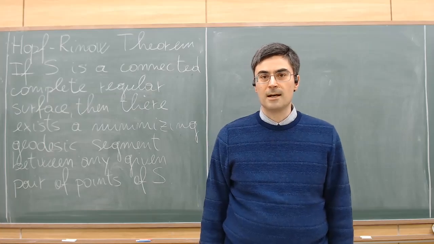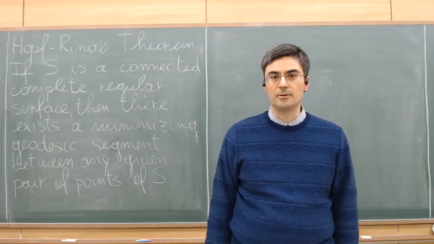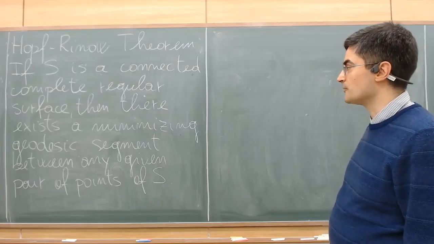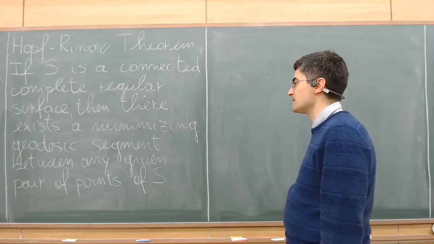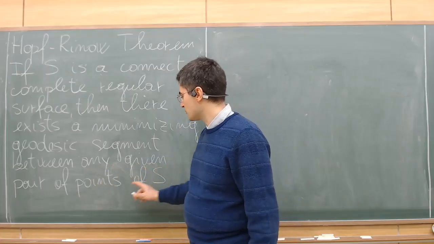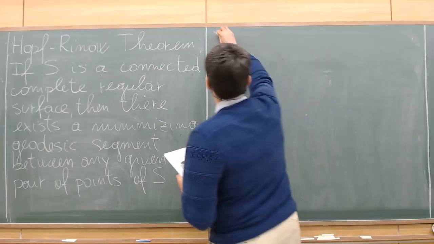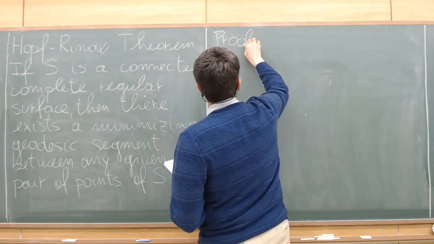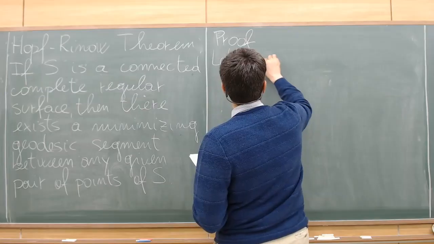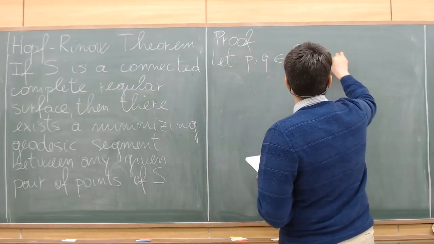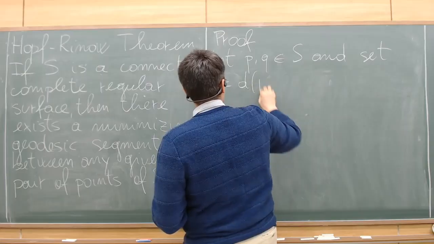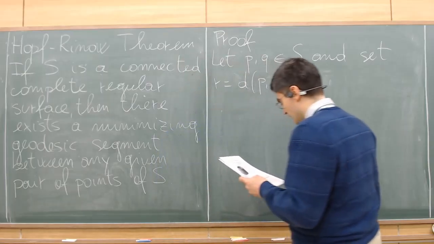Good afternoon. As announced before, today I will prove the Hopf-Rinow theorem, which says that if S is a connected complete regular surface, then there exists a minimizing geodesic segment between any given pair of points of S. So let P and Q be two points of S and set R to be the intrinsic distance between P and Q.